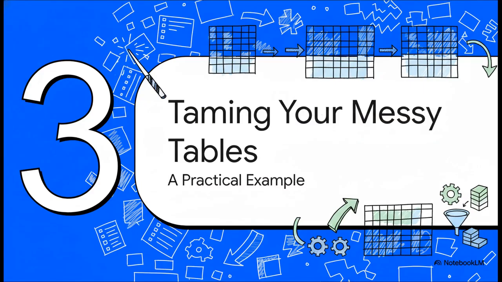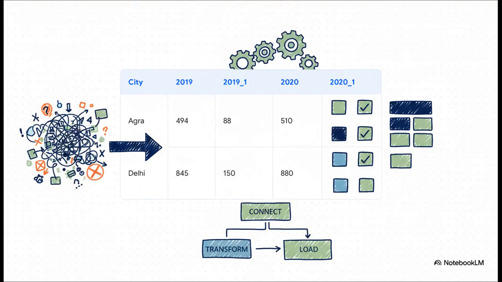Okay, theory is one thing, but let's actually see this thing in action. We're going to take that exact messy table we saw a minute ago and watch Power Query completely transform it. It's time for taming your messy tables. So here's our challenge again. You can see the years are stretched out as columns, and worse, the revenue and quantity data are all tangled up. Want to compare 2019's revenue to 2020's? Good luck. This format is just awful for building charts or doing any real analysis.